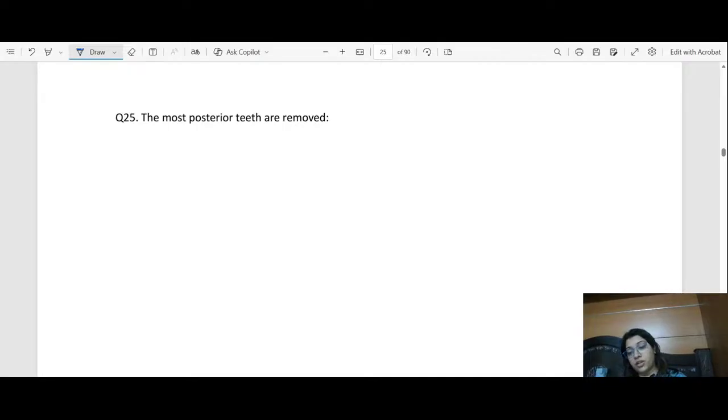So the most posterior teeth are removed last, first, least, or maximum? So they are removed first.